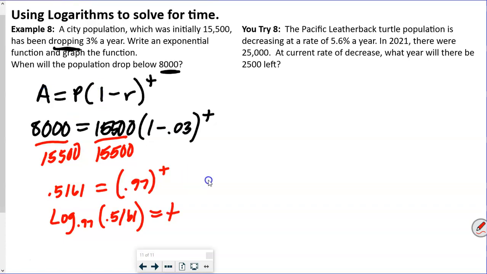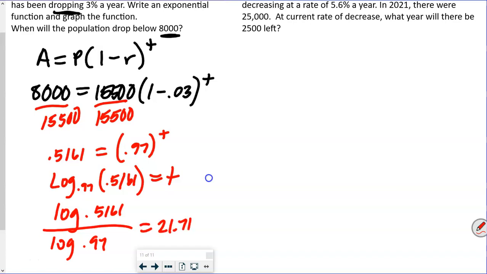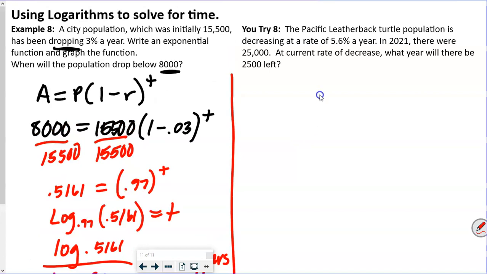So this is how we use logs and exponentials, moving back and forth, to solve for things that are unknown, okay? So if you remember, we're going to use the change of base formula. So we're going to take the log of 0.5161, the big number on top, and divide it by the log of what the base is, 0.97. And when we do that, we get 21.71 years, okay? All right, I'd like you guys to try this on the problem over here on the right, and then we'll talk about the answer, okay?